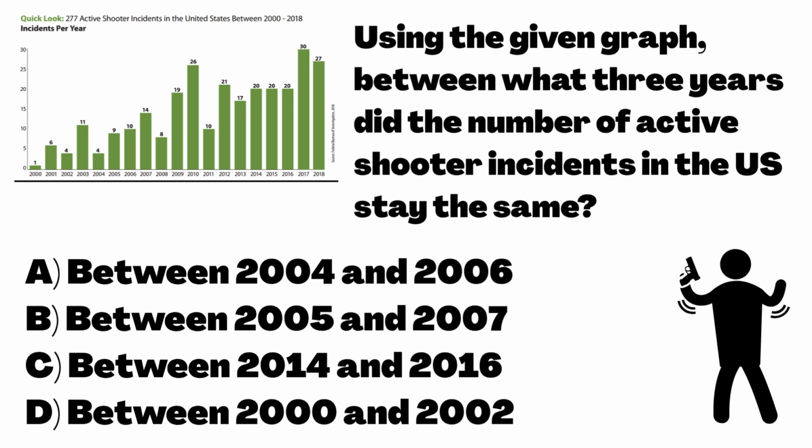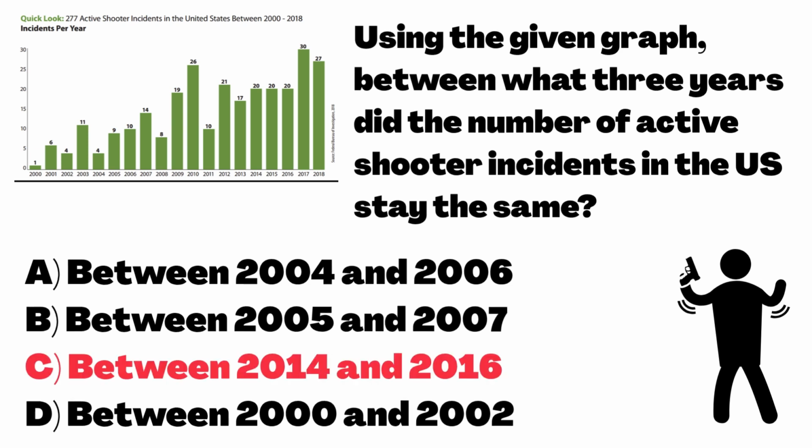Using the given graph, between what 3 years did the number of active shooter incidents in the US stay the same? A. Between 2004 and 2006. B. Between 2005 and 2007. C. Between 2014 and 2016. D. Between 2000 and 2002. The correct response is C. Between 2014 and 2016.